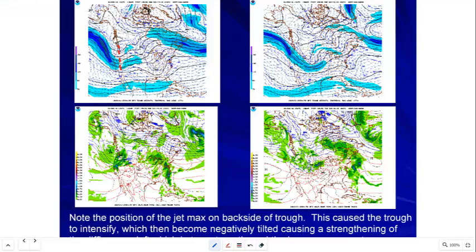And then, hard to see the numbers, but 12 hours later, we can see that the wave axis is a little more negatively tilted, which will enhance the amount of diffluence out in this area. And here is the surface low. Now it's well defined as it kicks out into the central plains.